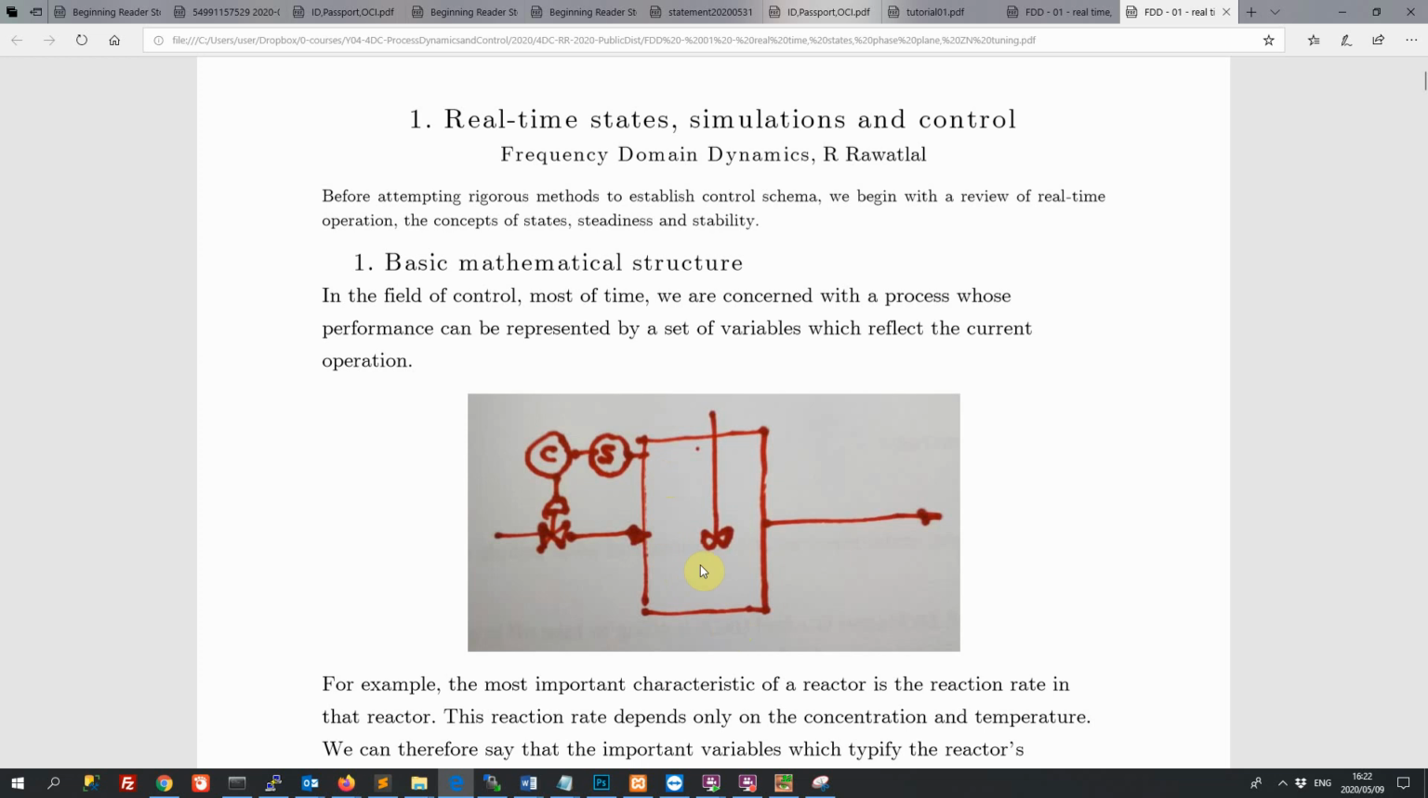If it's a gas phase reactor, then the pressure is another good one. We can talk about or define the total concentration. We can also define the concentrations of various species. So when we refer to the fluid inside this vessel, we can think of the variables which define the state of this fluid. So that's what we are trying to develop first in this description.